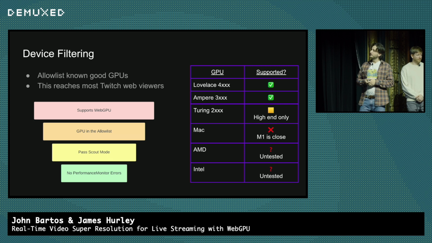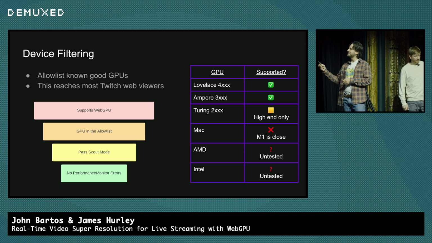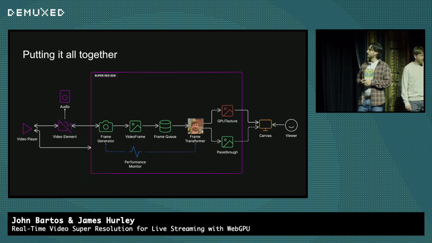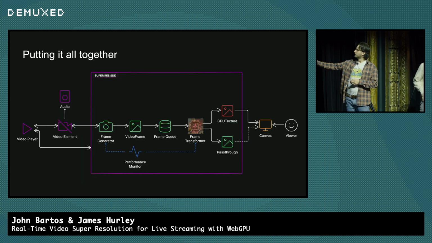Lastly, one of the best things to do is to just never let bad things happen in the first place. And we only allow list GPUs which we know work well. Our allow list is here on the right. We did this with local testing, and NVIDIA 4, 3, and 2 series work well. AMD and Intel could work well, but we simply don't have those in our office to test with.